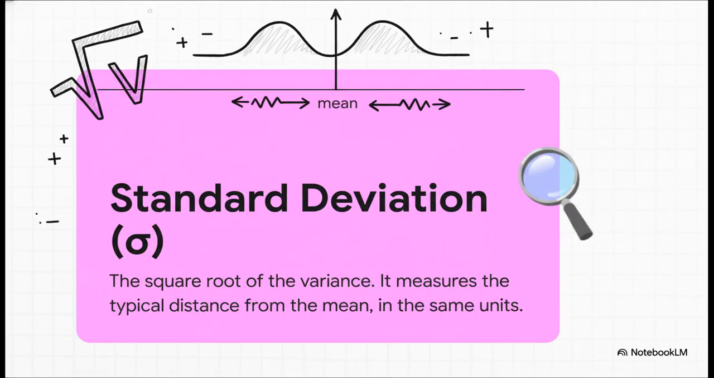Thankfully, the solution is just beautiful in its simplicity. We just take the square root of the variance, and that gives us the standard deviation. And just like that, we're back in the same units as our original data. So now you can say the mean height is 1.75 meters and the standard deviation is 0.1 meters. That means a typical person is about 0.1 meters taller or shorter than the average. Now that is something we can actually understand.